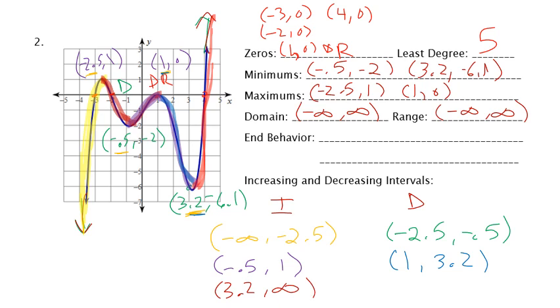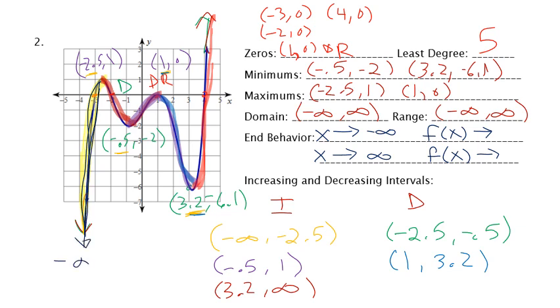For end behavior, that's a little bit different. We're looking at what happens when we go to the left and what happens when we go to the right for what's happening with y. So it always starts off the same: as x goes to negative infinity or x goes to positive infinity, what's happening to f of x? And as x goes to negative infinity, you can see it's going downwards. And then for this one, when I go to the right, it's going to go upwards. So this would be negative infinity and infinity.